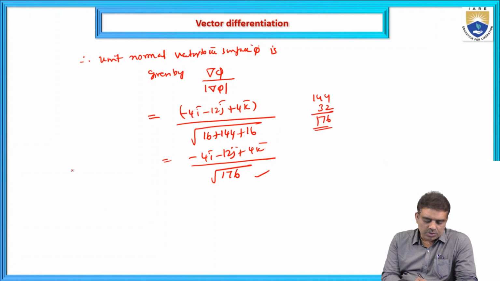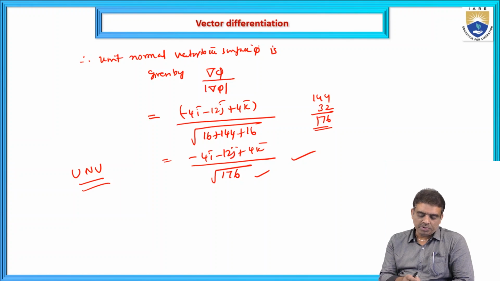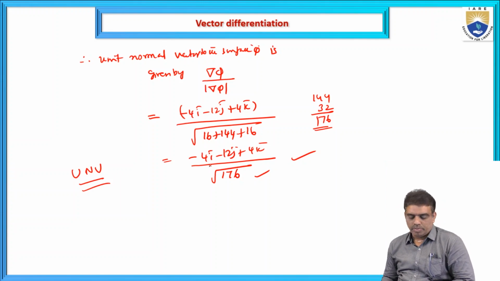That is the unit normal vector to the surface at the given point, which is the required solution. If you want, you can cancel out by using 2 in the denominator and numerator, and you will get the required solution. Right. So finding the unit normal vector means grad phi by magnitude of grad phi.